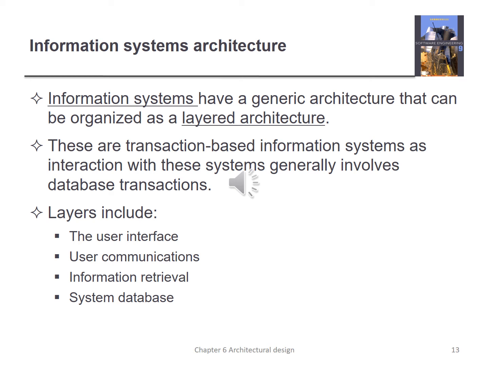Information systems have a generic architecture that can be organized as a layered architecture. These are transaction-based information systems, as interaction with these systems generally involves a database transaction. So the layers are the user interface, communication, information retrieval, and system data.